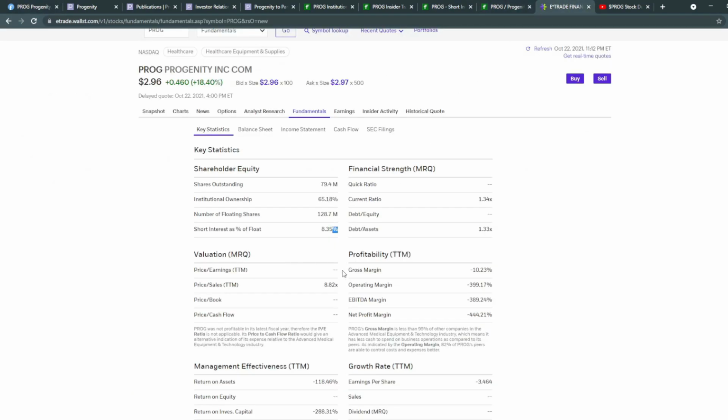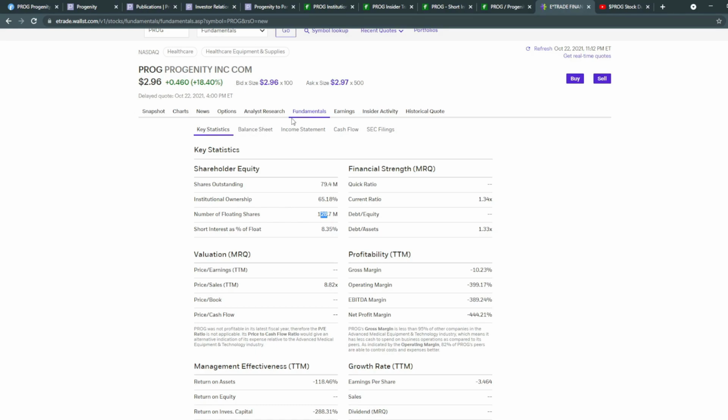Now, another thing I do want to talk about is the price over sales. This is 882, so it's clearly a momentum kind of play rather than a price over book or valuations or a fundamentals play. The short interest as a percentage of the float is only 8.35%, so it doesn't really suggest a massive short squeeze per se. It's just not that significant, especially with around 128.7 million shares floating.